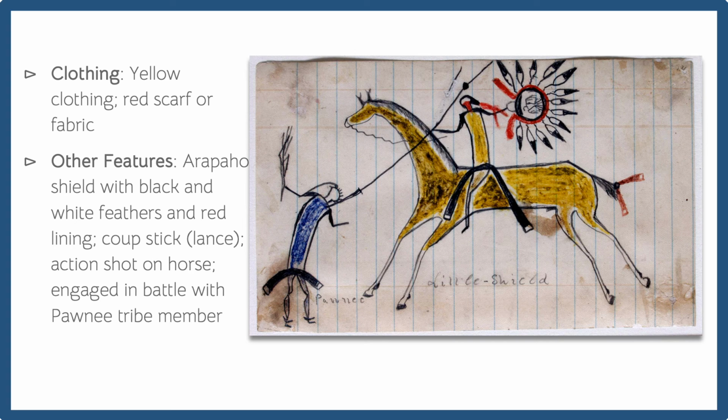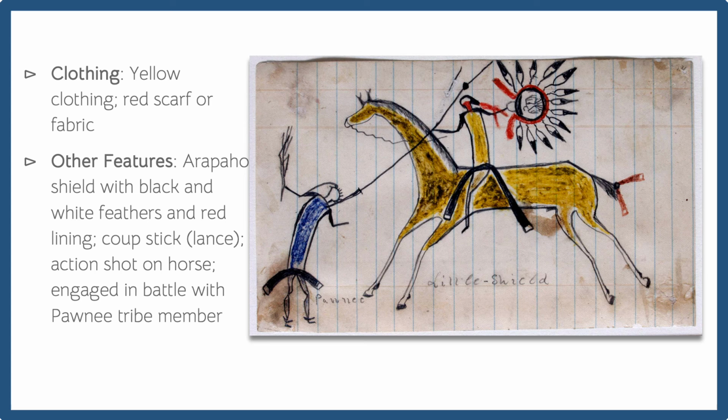Let's take a look at what's in the drawing, as we did with the other examples. It's important to note that, unlike the portraits of Chouteau or Beckworth, this is an action shot. The portrait shows Little Shield riding his horse into battle, and his arms are raised and he's holding a shield and a weapon. So there is motion implied in the portrait.